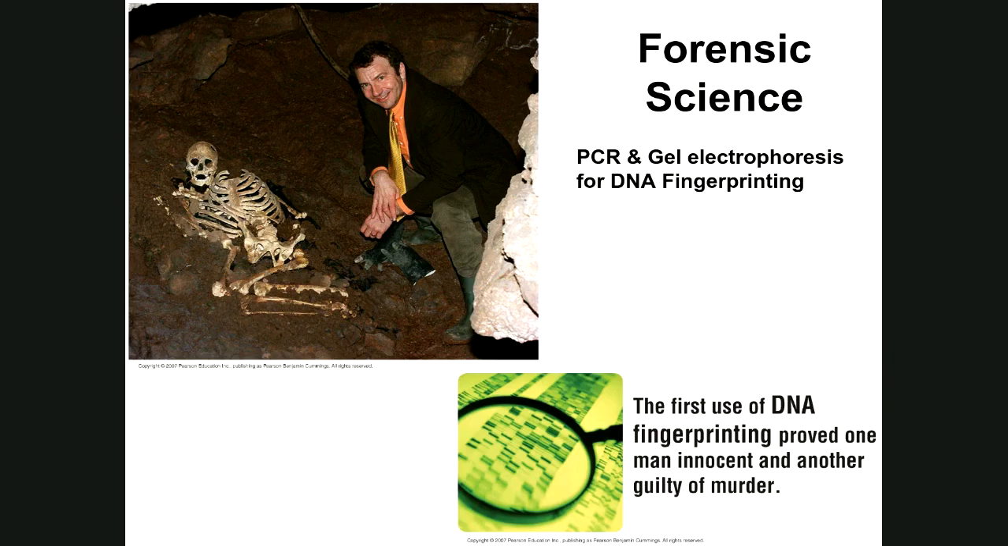As I said, PCR and DNA gel electrophoresis can be used for DNA fingerprinting. DNA fingerprinting can be used for paternity testing, even maternity testing, or forensic science. The first use of DNA fingerprinting proved one man innocent and another man guilty of murder. So this was huge. They used to use blood type, and that was horrible. It was found to be absolutely horrible. You cannot use blood type.